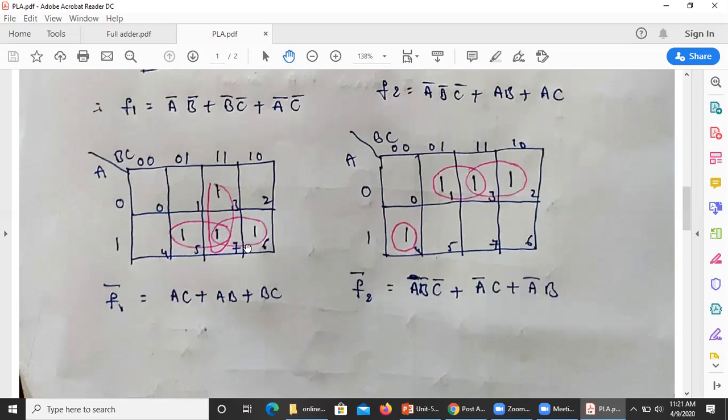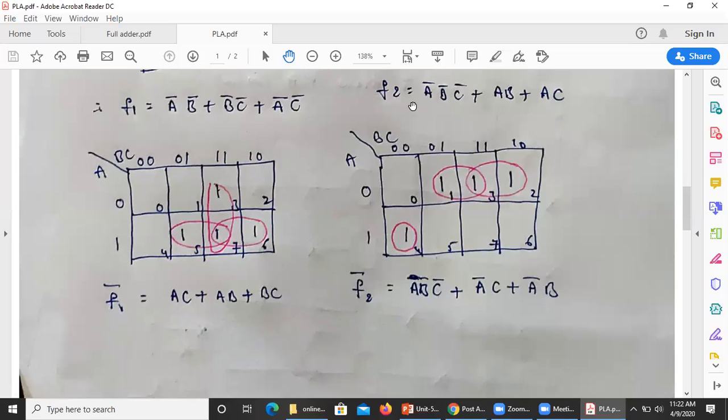If you take F1 with F2 bar, then also we get 6 different product terms. Now if you take F2 with F1 bar, then what happens? We get AB and AC as common terms. So due to that, AB and AC are common, BC is different, and A bar, B bar, C bar is different. So if you take the F2 with F1 bar combination, the total number of product terms we get is 4. You can also consider F1 bar with F2 bar, there is no problem at all. If you take F1 bar and F2 bar, the total number of product terms we get is 6.